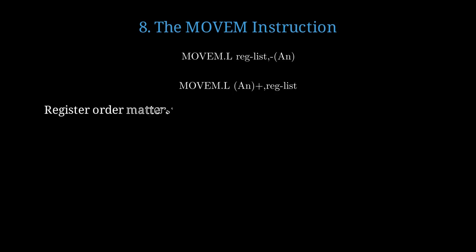MOVEM efficiently saves or restores multiple registers at once. To save registers, we use MOVEM with pre-decrement mode. To restore registers, we use MOVEM with post-increment mode. When saving with pre-decrement, registers are stored in order from D0 through D7, then A0 through A7. Multiple registers are saved efficiently in a single operation, preserving their values on the stack.